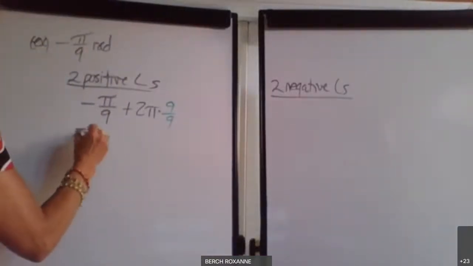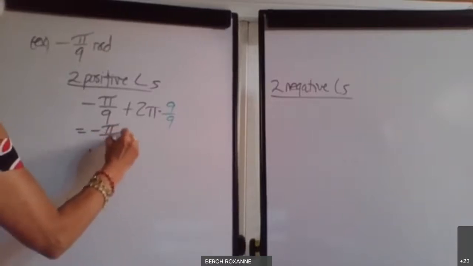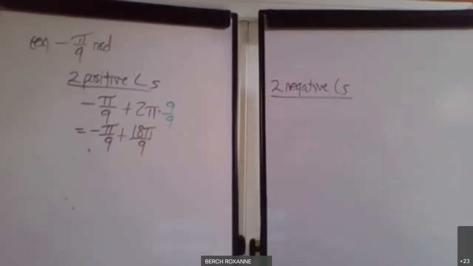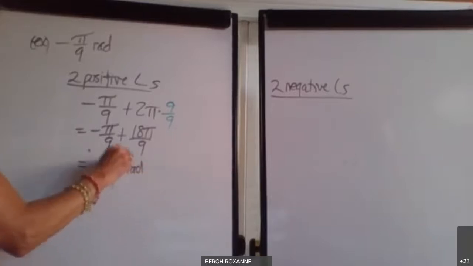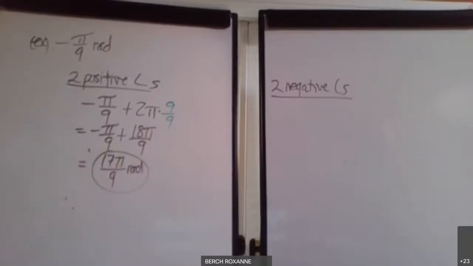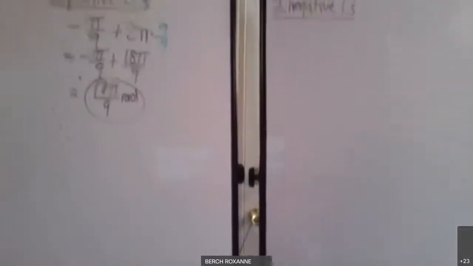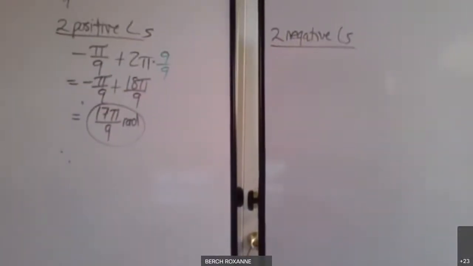So this is going to be negative pi over 9, and this would be what, plus 18 pi over 9? So what's 18 minus 1? 17 pi over 9 radians? Yes? Yeah. So how would you find another one?